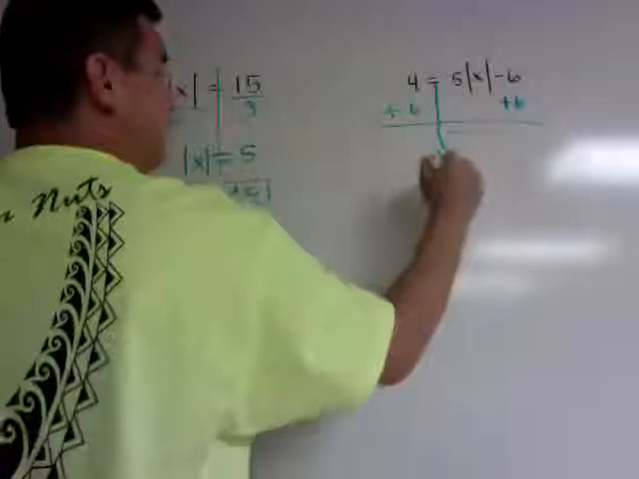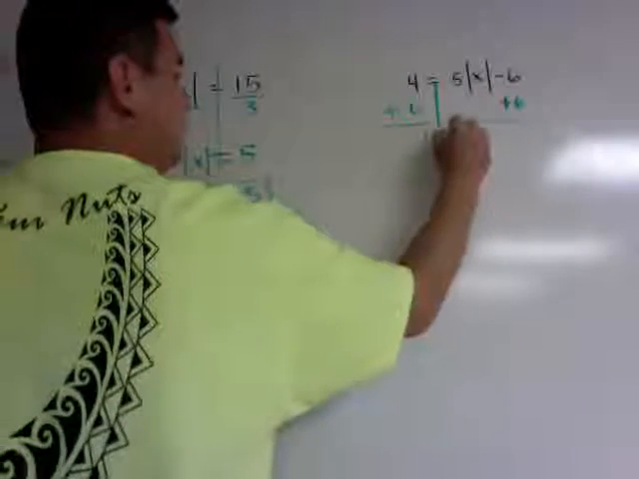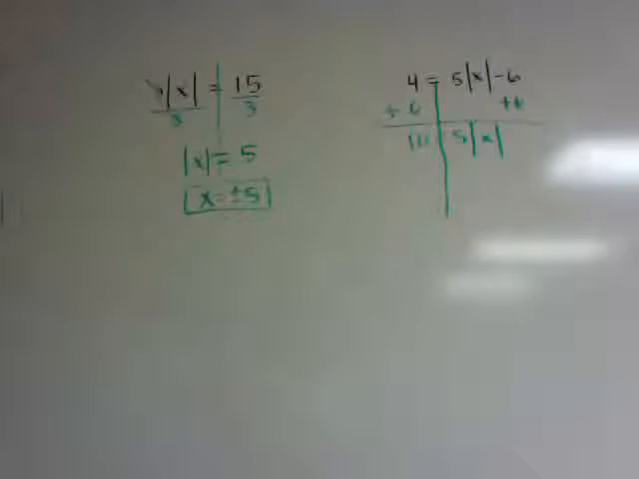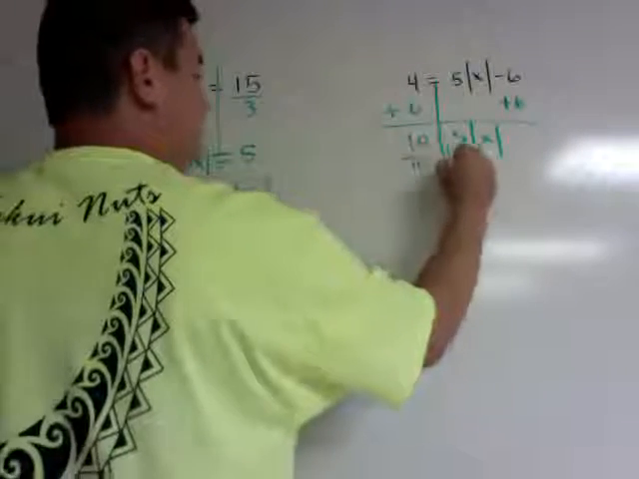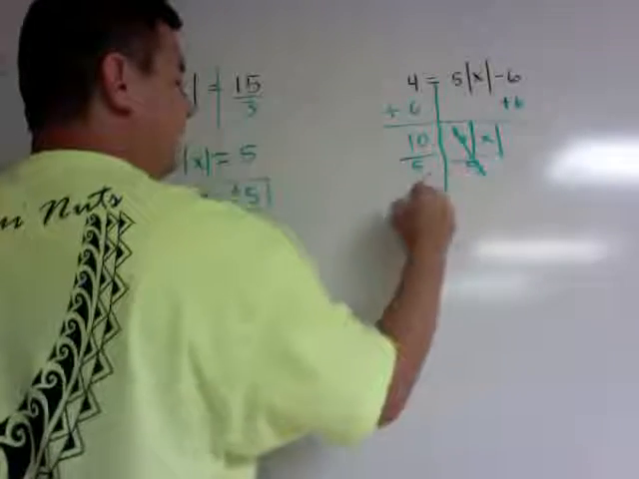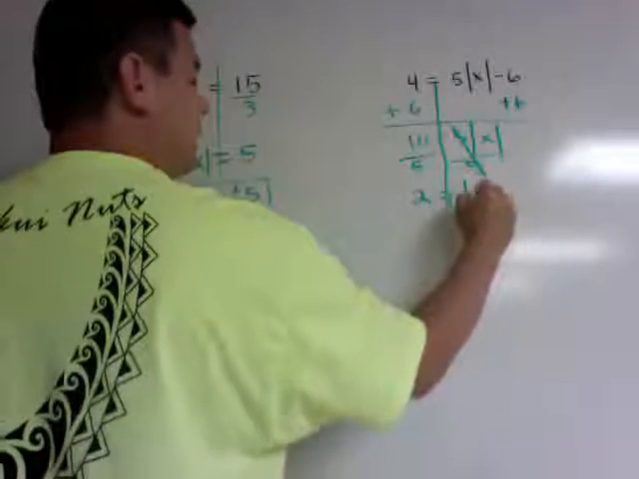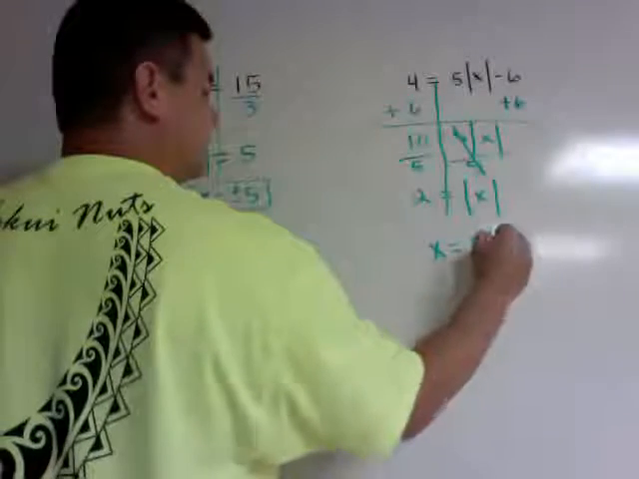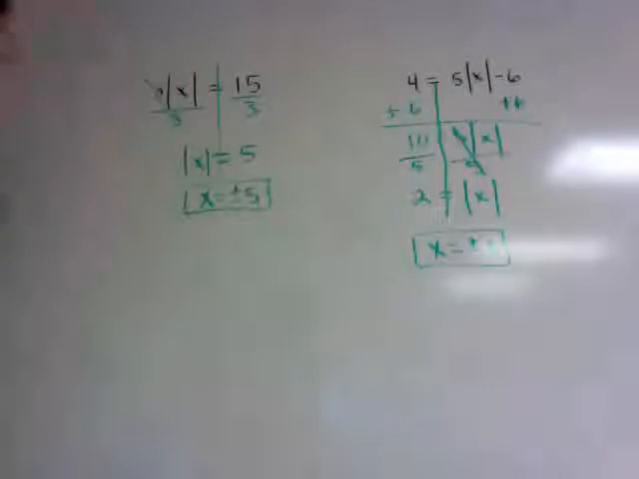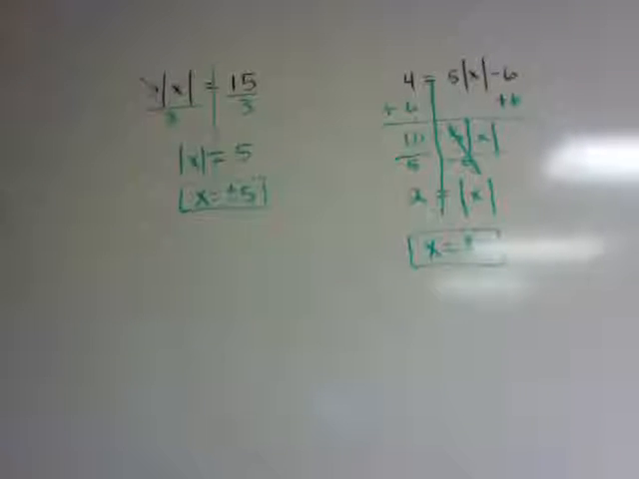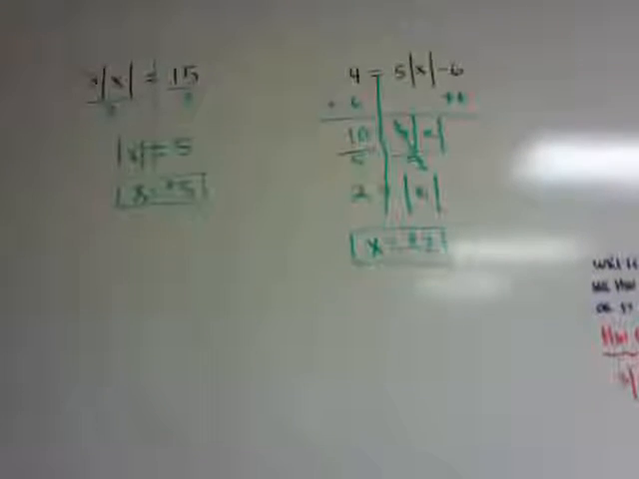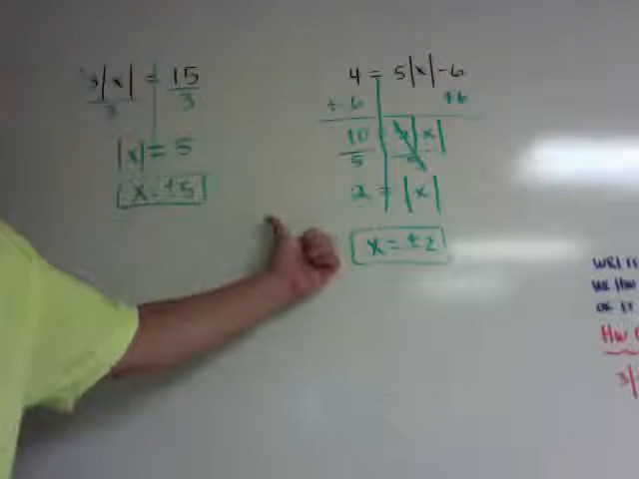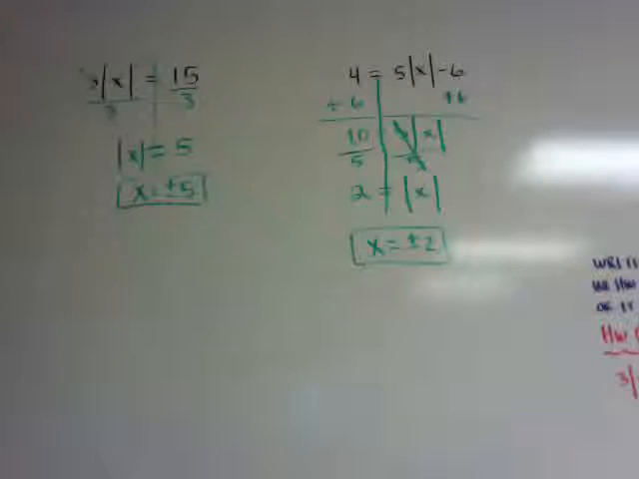Okay? So when I get rid of that, I get 10 is equal to 5 times the absolute value of x. And then I need to divide by 5 to get rid of this 5, and I get 2 is equal to the absolute value of x. And I can just rewrite it, x is equal to plus or minus 2. If you left the 2 on the left-hand side, the plus or minus 2, and the x on the right, that's fine too. Okay.